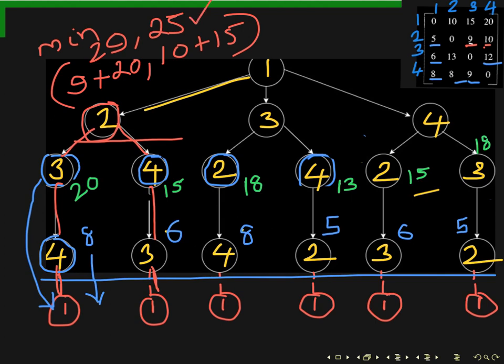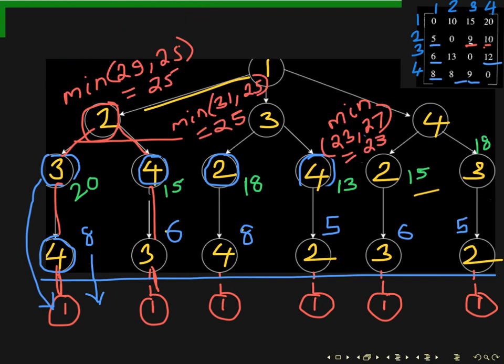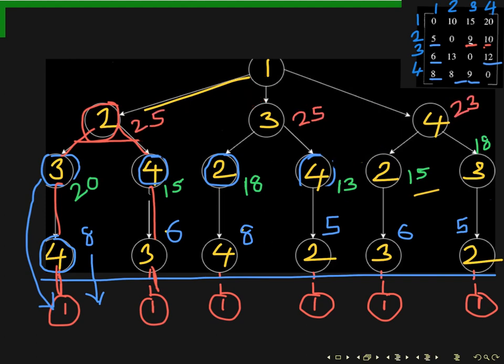Now you can pause the video for some time and calculate the minimum costs at all the vertices. Hope you are getting the answers like this. At vertex 2, you are actually calculating minimum of 29, 25, which is 25. At vertex 3, you have to calculate the minimum of 31, 25, which is again 25. And at vertex 4, you have to calculate the minimum of 23, 27, which is 23.